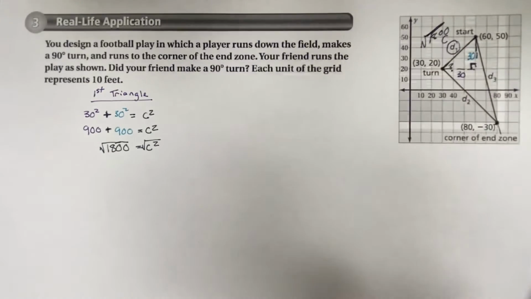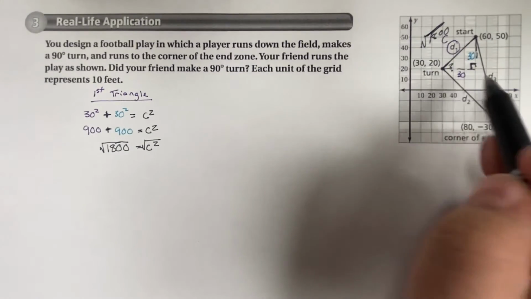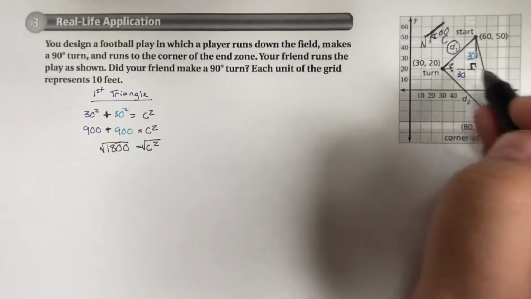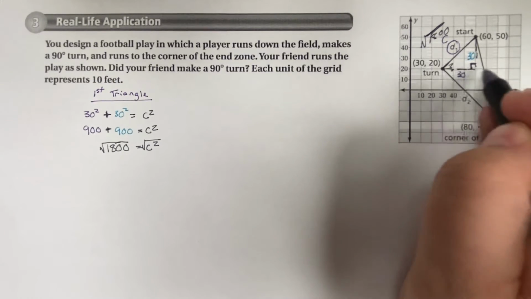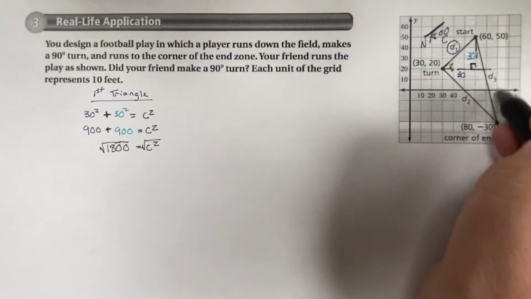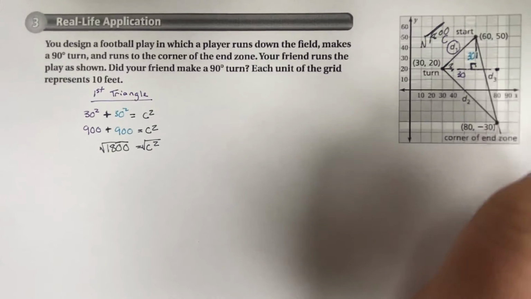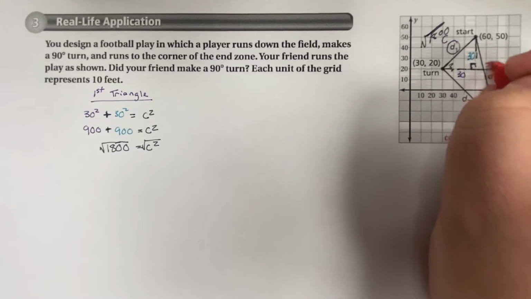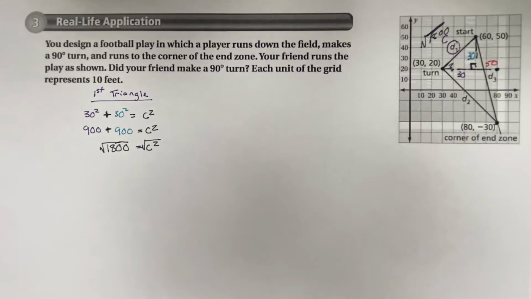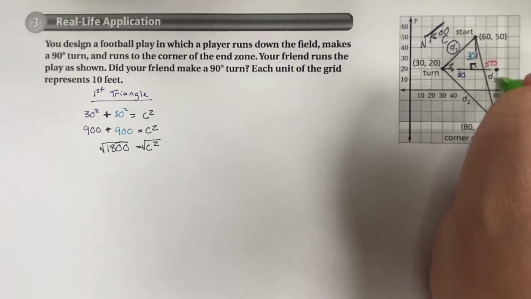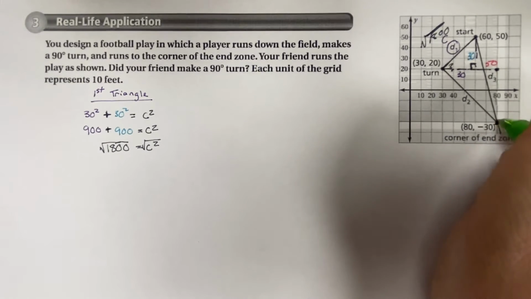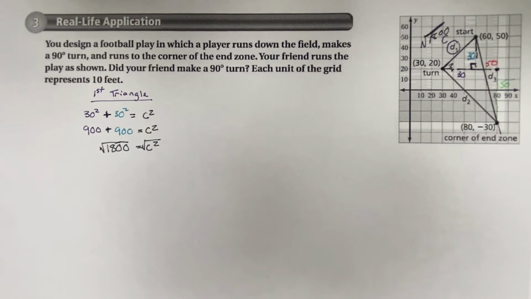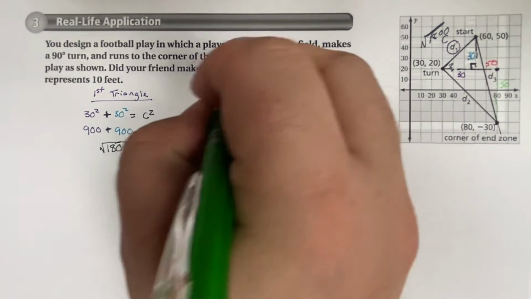Okay, now I can do the same thing for this side. Since I don't know this distance yet, if I go 1, 2, 3, 4, 5 over, so if I go all together 5 over, and then I go 1, 2, 3, 4, 5 down, okay, now I'm going to find my second triangle.